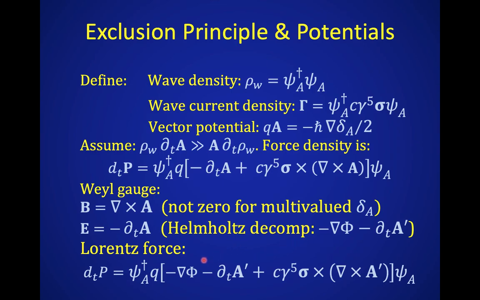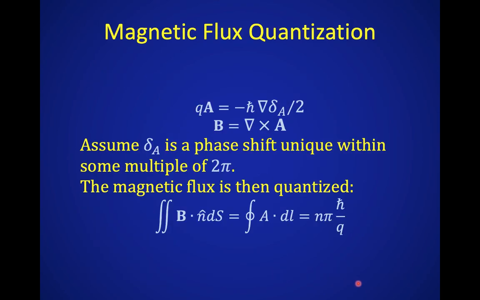Then if we make those substitutions, we would get the Lorentz force. So you've got the electric field here, and then the velocity operator cross with the magnetic field. Okay. Now, using those definitions, we have an interesting property: because the magnetic vector potential is defined as a gradient of a phase shift, if that phase shift is unique within a multiple of 2 pi, which is what you would normally expect, then the magnetic flux is quantized.